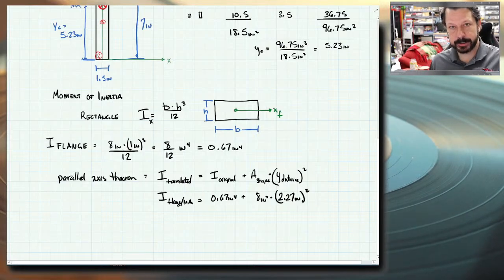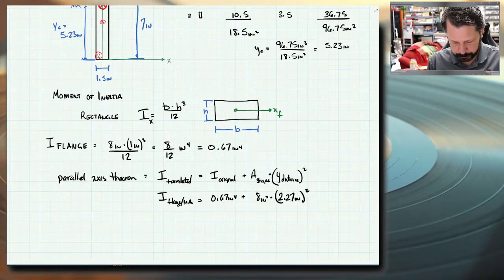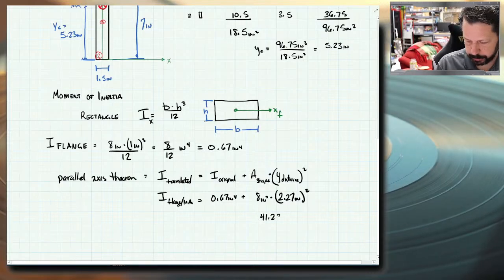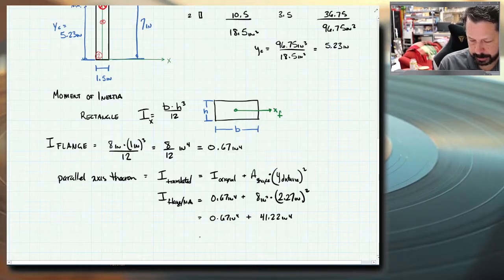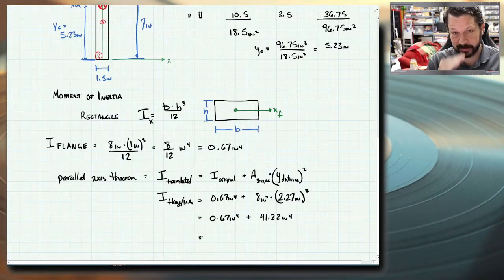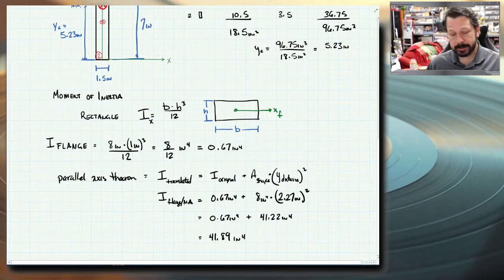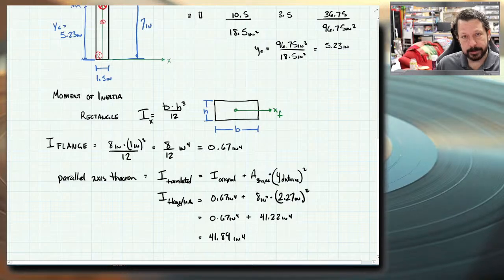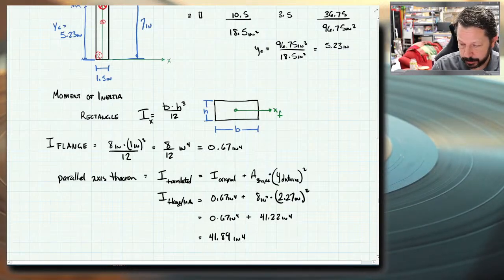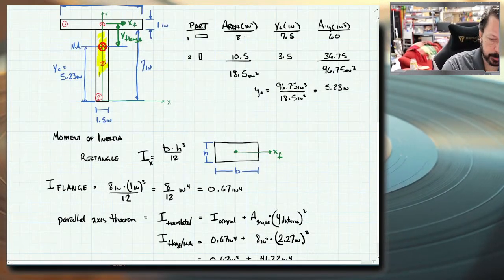So our actual moment of inertia for the flange about the neutral axis of the T is, let's see, 2.27 squared times 8. So this number on the right hand side is 41.22, and this is still 0.67. So that part's not doing a whole bunch of good, is it? But when we add it to the fact that it's not at the centroid of the T, then suddenly it is having an effect. So 41 plus 0.67, 41.89 inches to the fourth. So that is just the flange's contribution to the moment of inertia of the T shape. We still have to deal with the stem. So we still have to deal with this part.